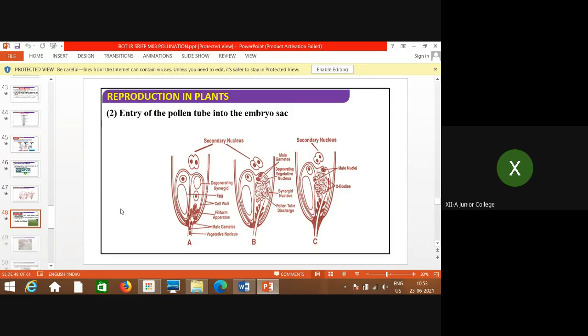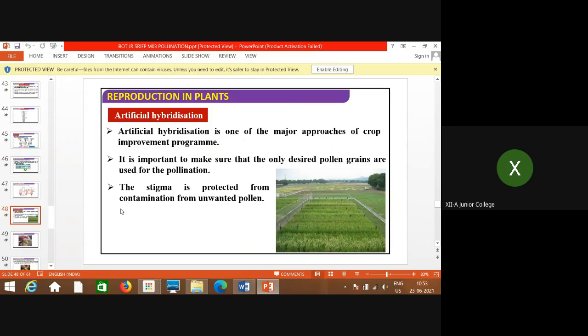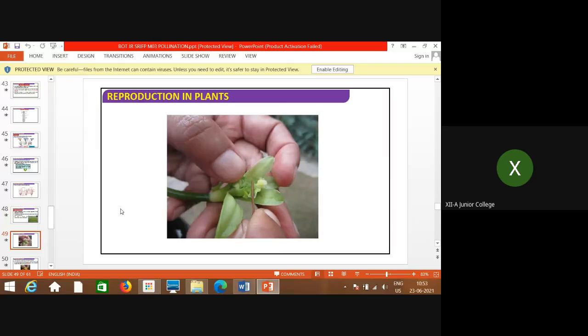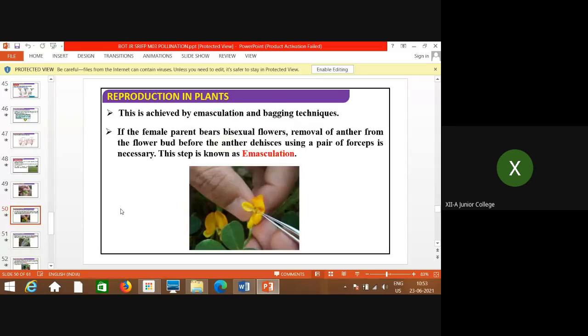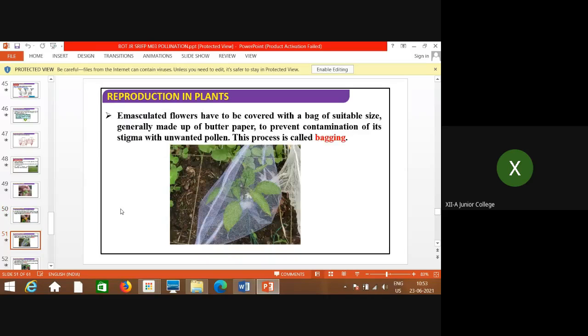This is more important. And this is what I told you about the artificial way, where nowadays, to improve crop plants, so many varieties have been developed by using this artificial way of hybridization. You can see the anthers are removed with the help of forceps or by hand. There are different ways of removing the anthers. With the help of forceps, these anthers are removed from the female part, and that is called emasculation.